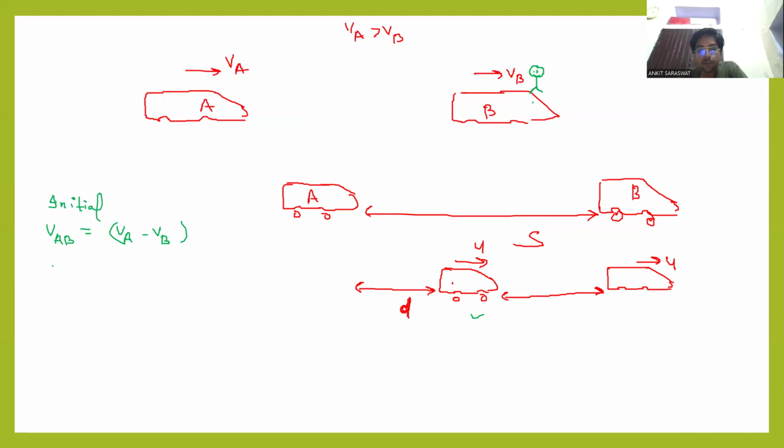Finally, we don't want collision to happen. So finally, you can check the final velocity: VA, velocity of car A with respect to car B. You can check both are moving with the same velocity, so the relative velocity is 0. And that is the condition that there is no collision. There is no collision. Clear?